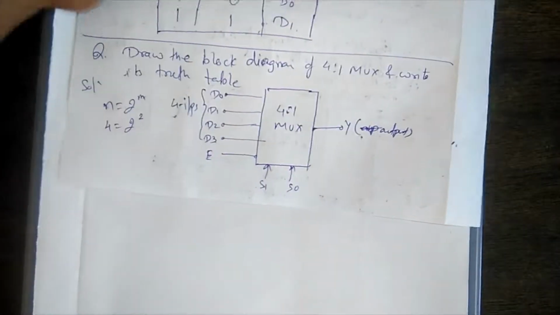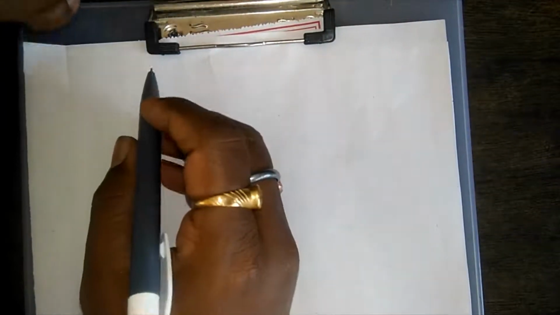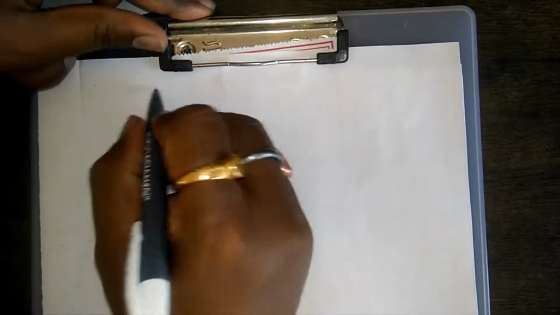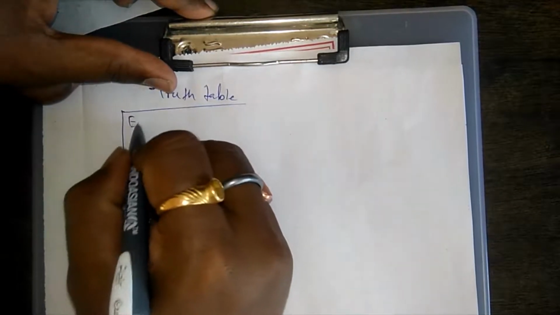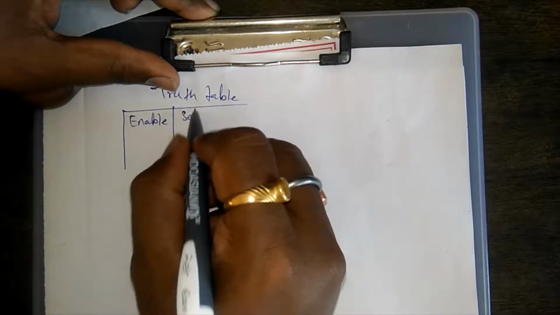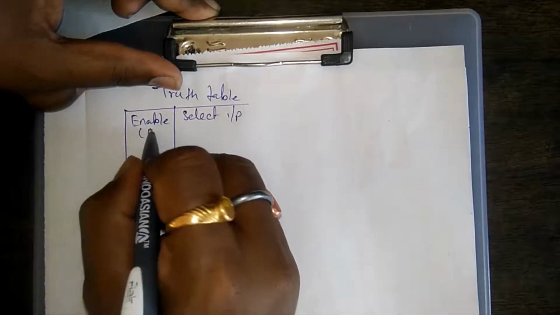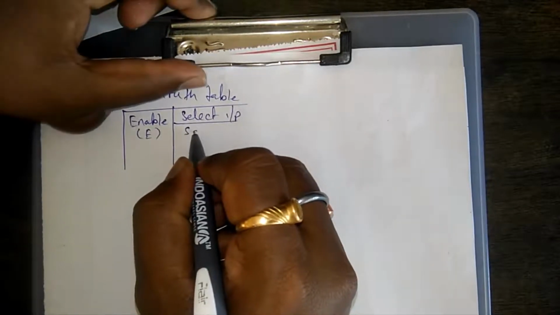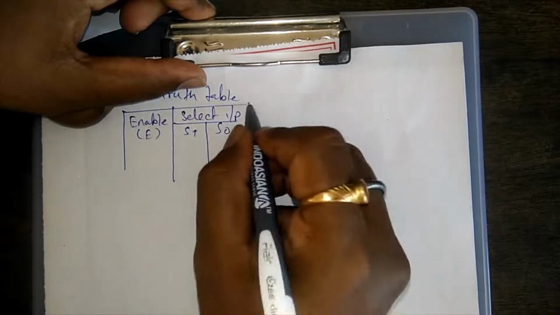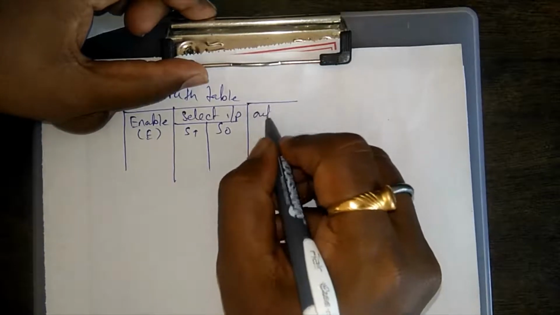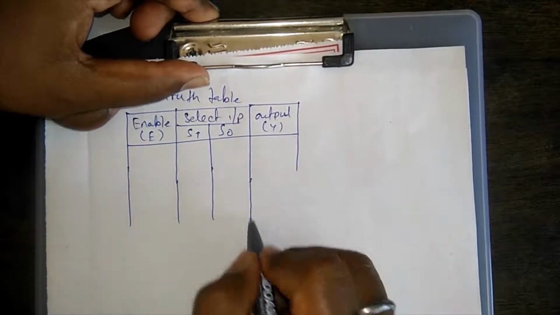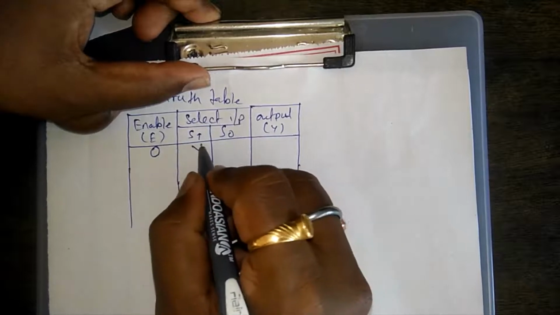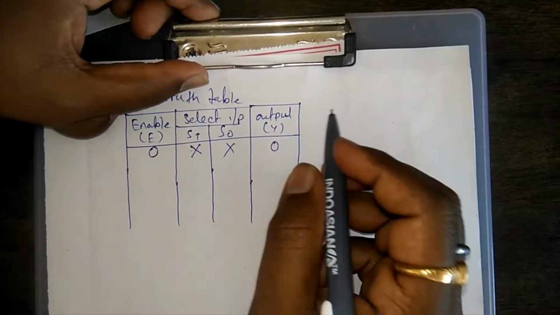Okay, so this is a 4-input mux, so we'll draw the truth table. Again, enable, select inputs S1 and S0, and one output Y. Enable is 0: whatever the condition of the select inputs, output will be 0. Nothing will be output.